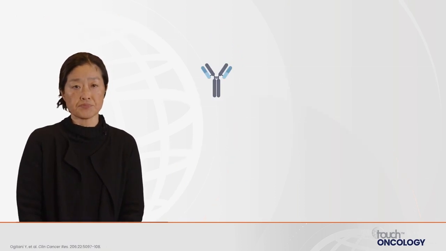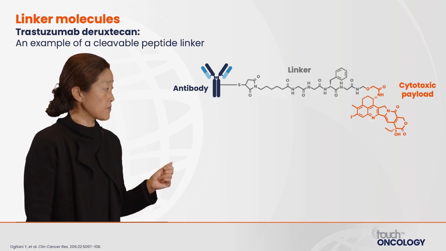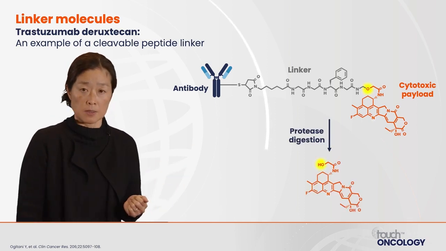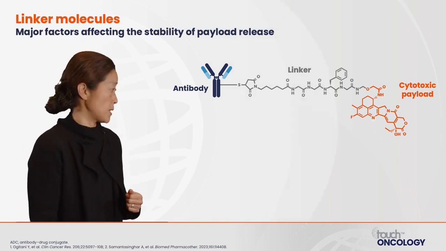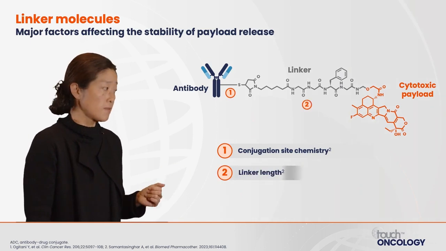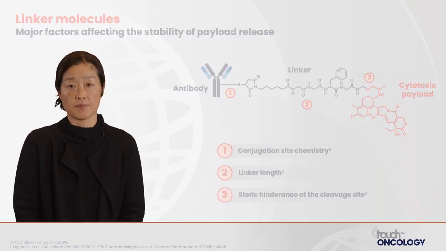Shown here is an example with trastuzumab deruxtecan. This is an example of a cleavable peptide linker, and you can see that in response to protease digestion, the cytotoxic payload gets released. There are many factors that affect the stability of payload release. This can include conjugation site chemistry, the length of the linker, as well as steric hindrance at the cleavage site.